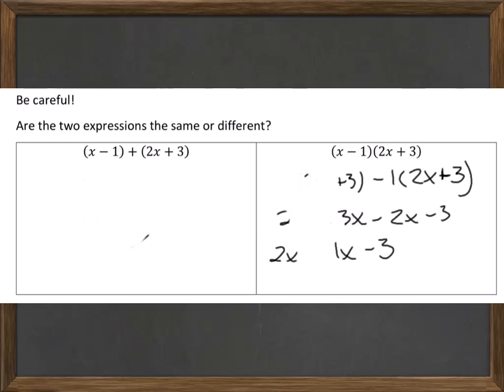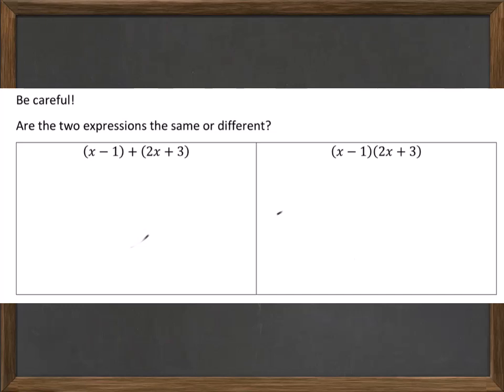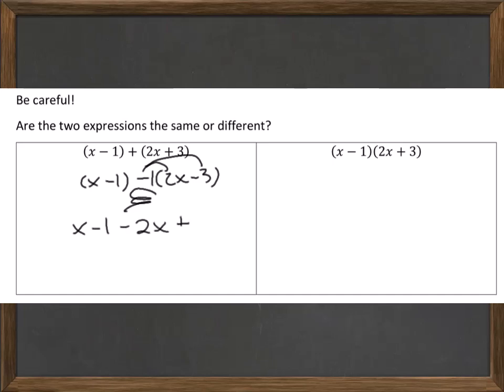Similarly, what if I had x minus 1 minus 2x minus 3? A lot of students will see this problem and try to multiply. But we're not being asked to multiply, are we? We're being asked to subtract. So what I would do here is put a negative 1, so it would become minus 2x plus 3. Again, combining like terms, I'm going to get negative 1x plus 2.